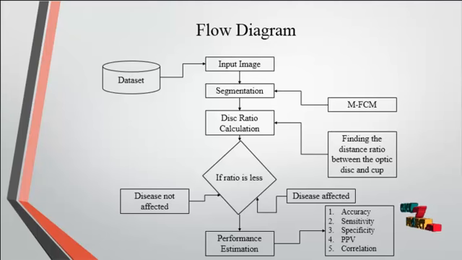Now we are going to discuss the flow diagram for the process. This is the overall flow structure for the process. At first, the input image is taken from the dataset. The dataset is a folder which consists of several input images. After getting the input image from the dataset, the segmentation is carried out.